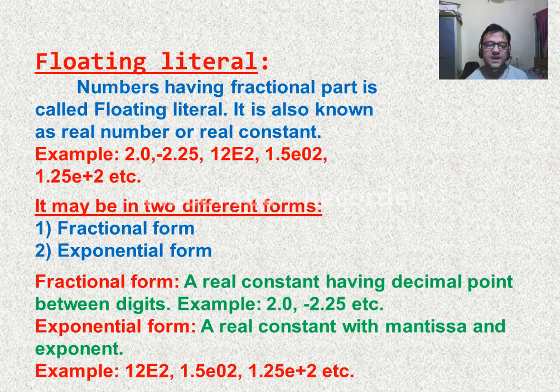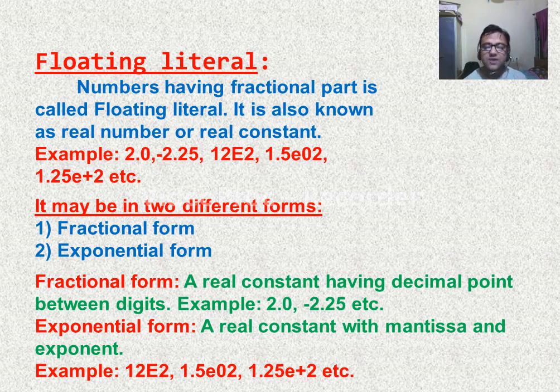Fractional form is a real constant having a decimal point between digits. Example 2.0. So here is a decimal point between 2 and 0, -2.25. Here also a point between 2 and 25, etc. So the number which has the decimal point in between the digits is called the fractional form. So in the above example, 2.0 is the fractional representation of floating literal.